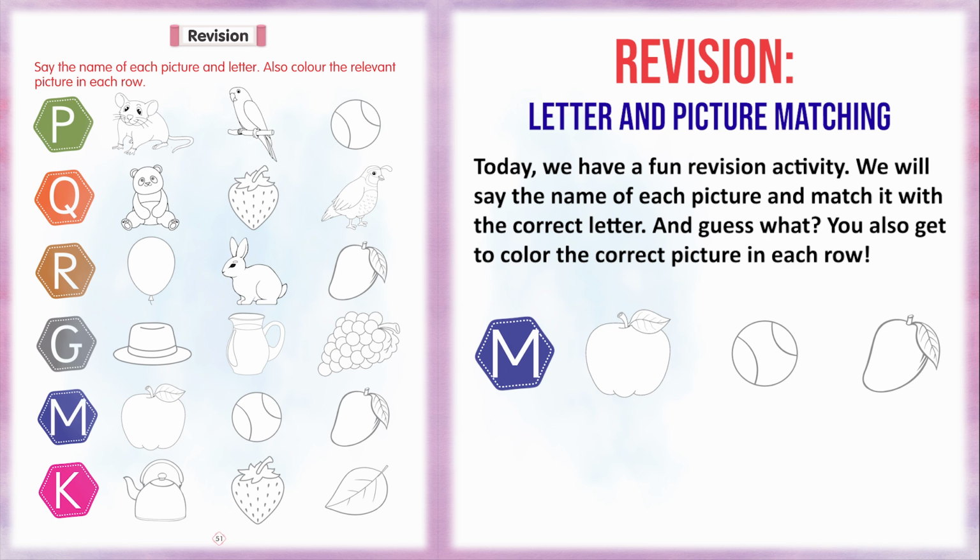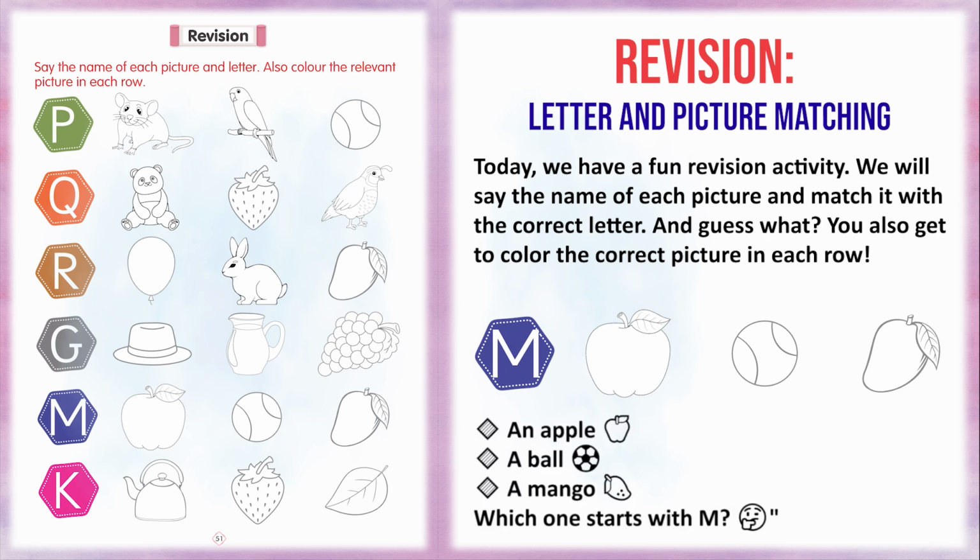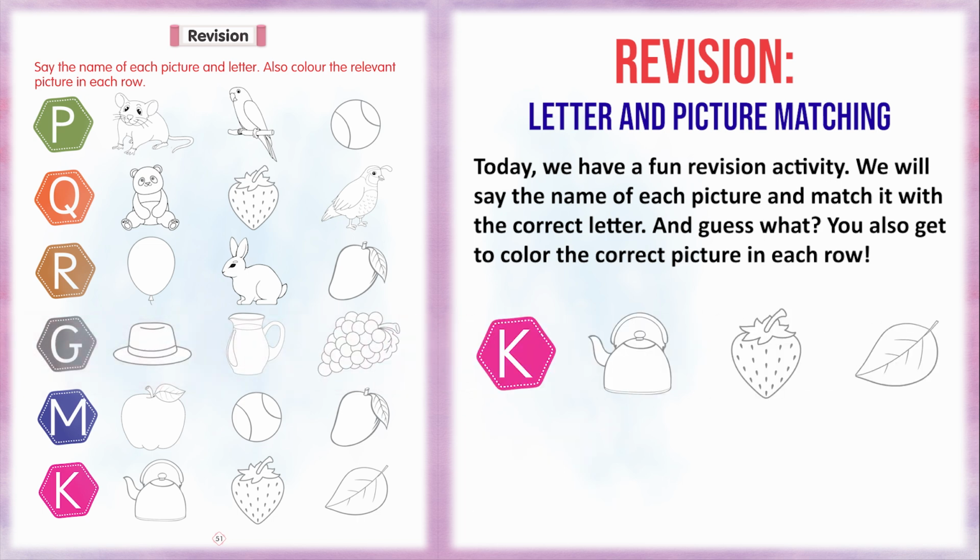Fifth row, letter M. The letter in this row is M. M says mem. Here are the pictures. An apple, a ball, a mango. Which one starts with M? Correct answer, mango. M for mango. Color the mango.